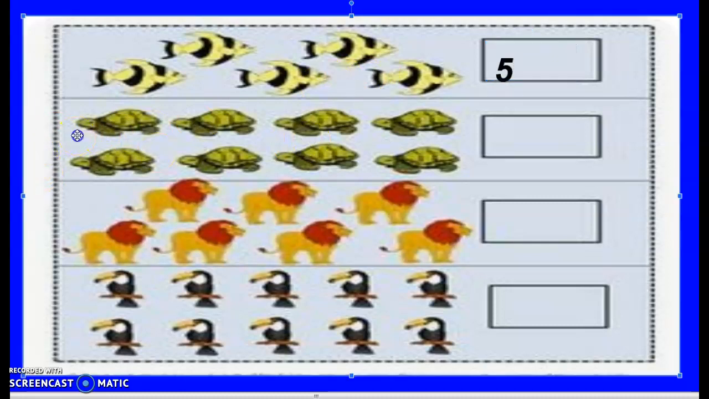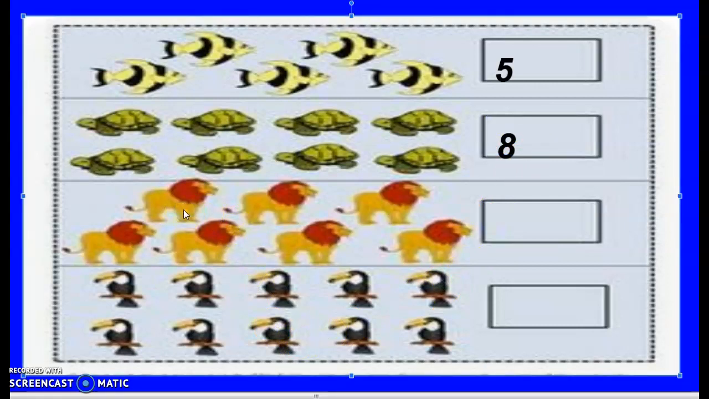Okay? Come on. What are these? These are turtles. Come on, let's count how many turtles are there. 1, 2, 3, 4, 5, 6, 7, 8. So how many turtles are there? How many turtles are there, children? 8. Okay.